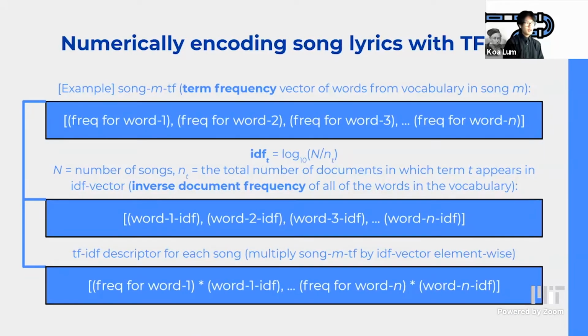For the next part of TF-IDF, we use the equation log10 of N over n_t for each word in our vocab list, where N is the number of songs and n_t is the total number of documents in which term t appears.